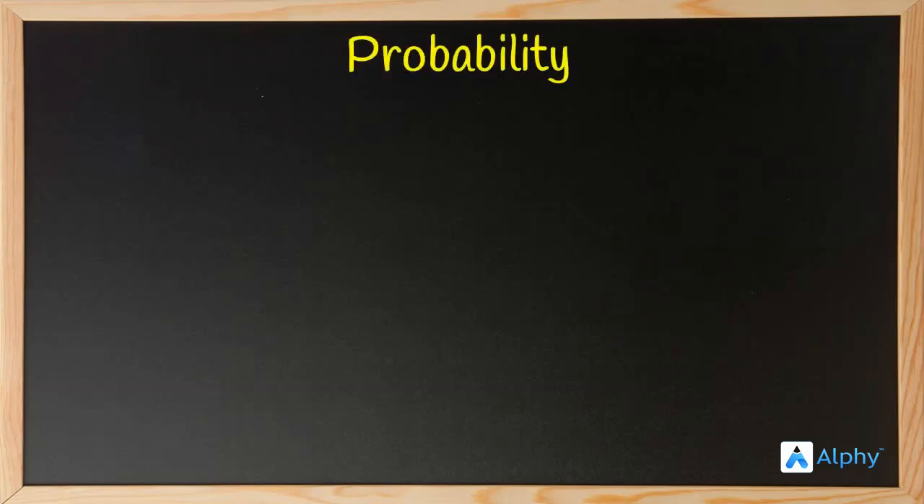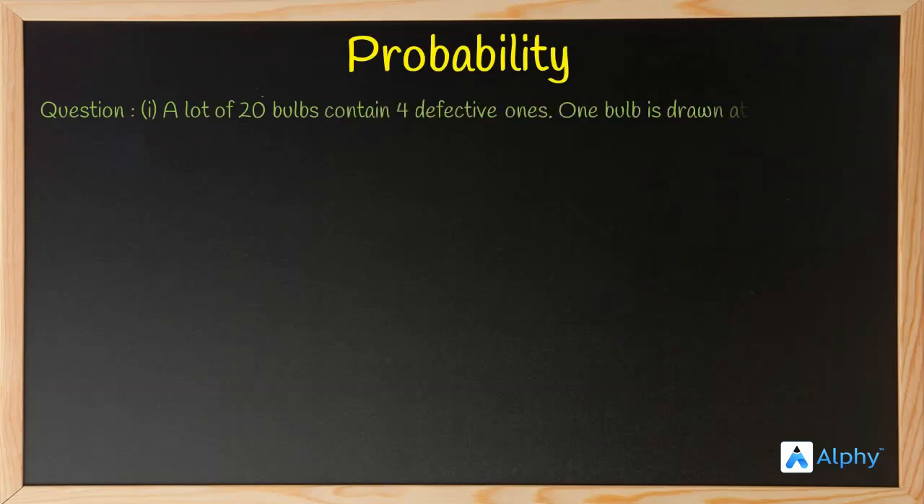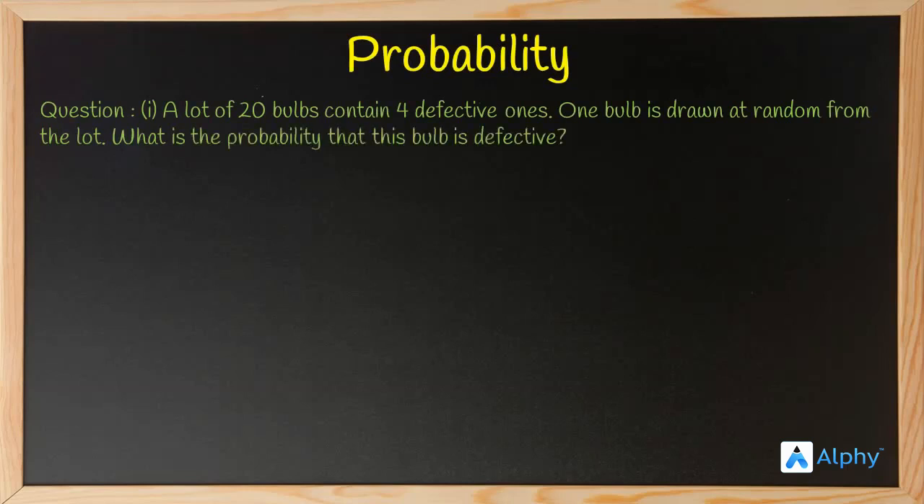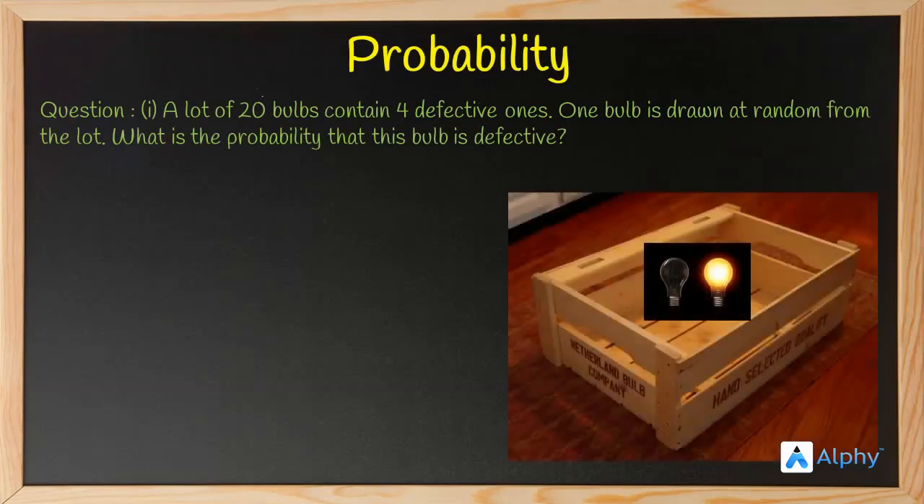In this video, we will be discussing a question which says, a lot of 20 bulbs contain 4 defective ones. One bulb is drawn at random from the lot. What is the probability that this bulb is defective? So we have been given a lot of 20 bulbs, out of which 4 are defective and the rest 16 are good. It is said that one bulb is drawn at random. It ensures equally likely outcomes. We have to find the probability that the bulb which is drawn is defective.